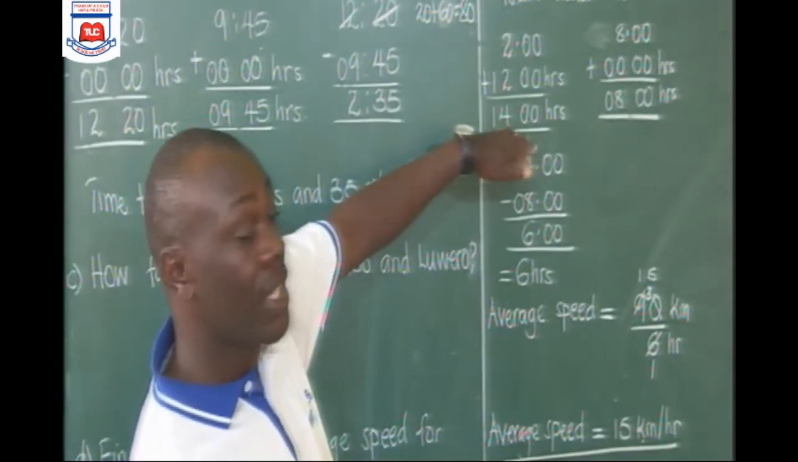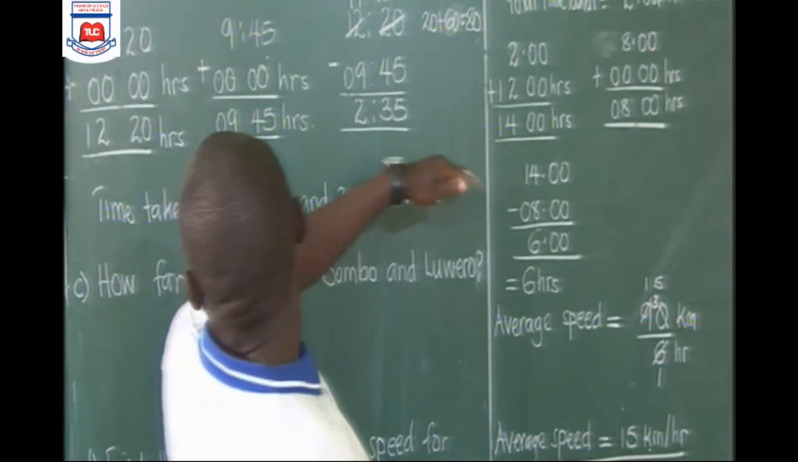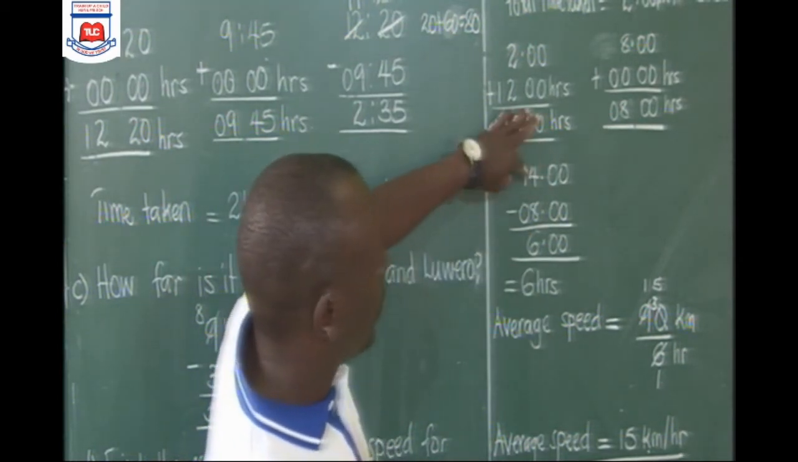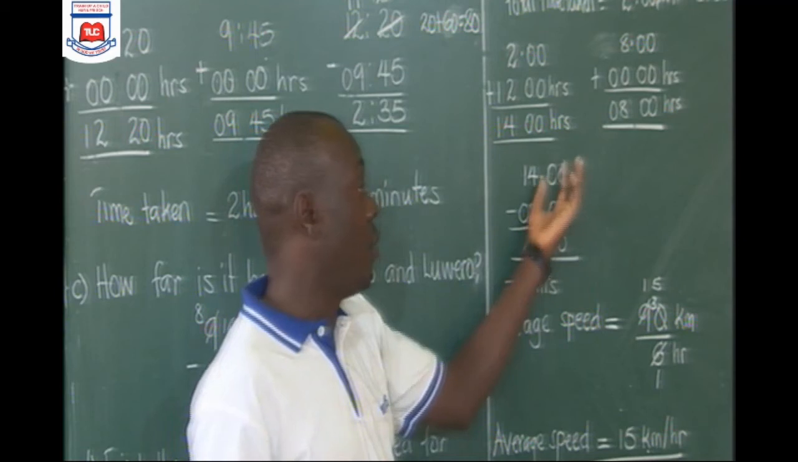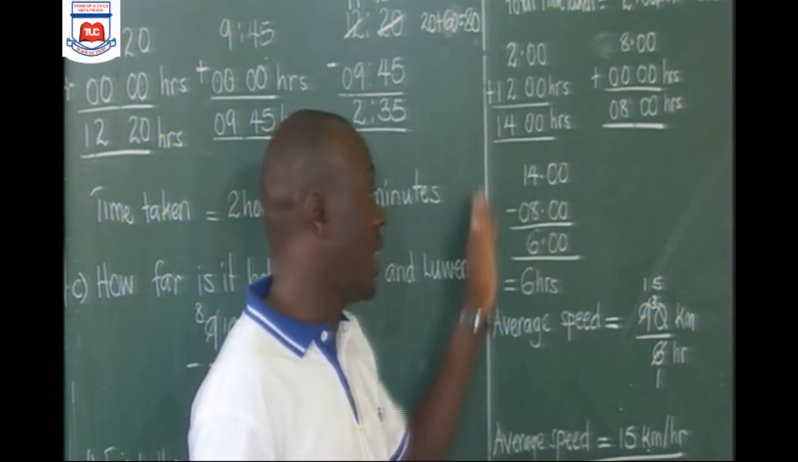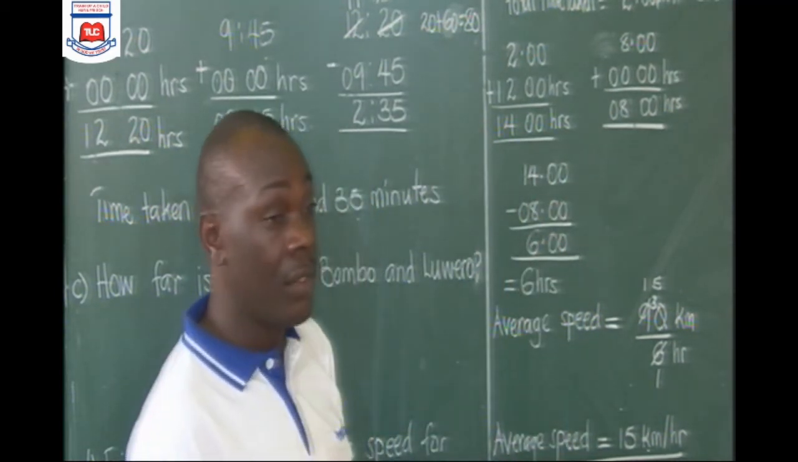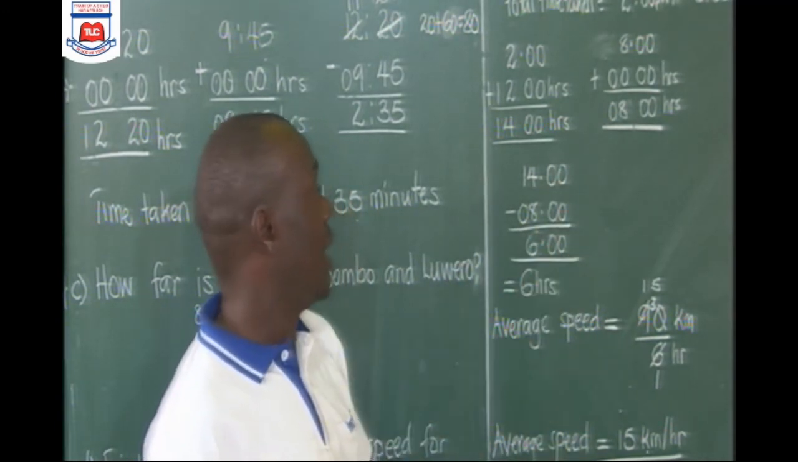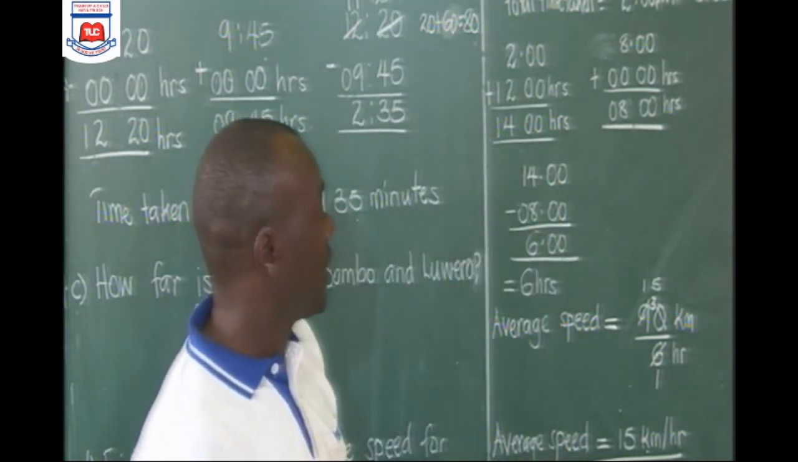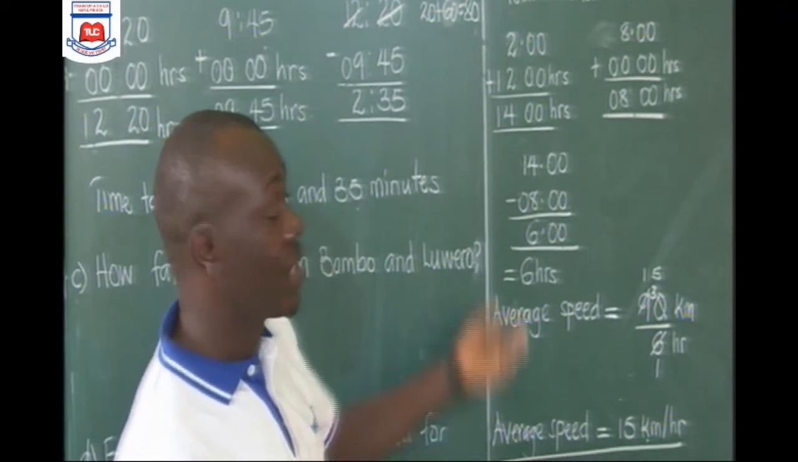That is the length of time taken for the entire journey between Kampala and Iruwero. So 14.00 minus 08.00. Here we are allowed to put a point to separate hours from minutes. We are in need of time taken in hours and minutes. So under minutes, there's nothing, and 14 minus 8 is 6. So the whole journey took 6 hours.